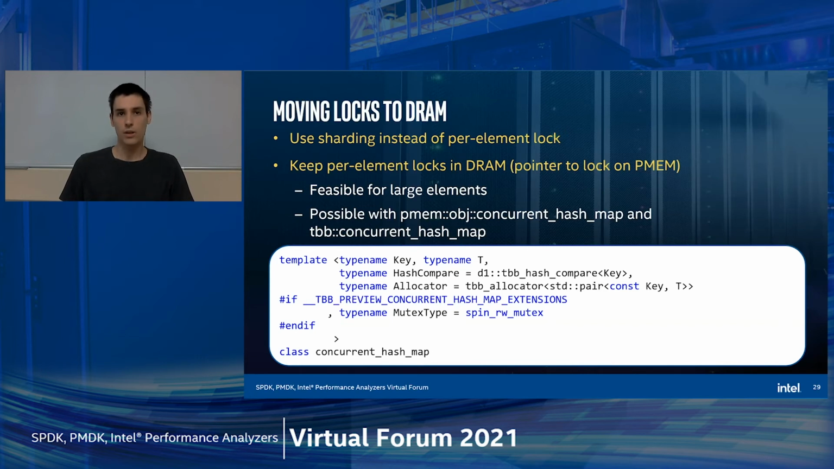One other approach we might take is to only keep lock in DRAM, but have a pointer to this lock on persistent memory. So this is feasible for large elements, and it is possible to implement with our existing containers. So for example, pmemkv concurrent hashmap, but also with TBB concurrent hashmap, if you would like to use that in a volatile mode. On this slide, you can see how you can achieve that for TBB. This change was recently added to the TBB, although it is not yet released.